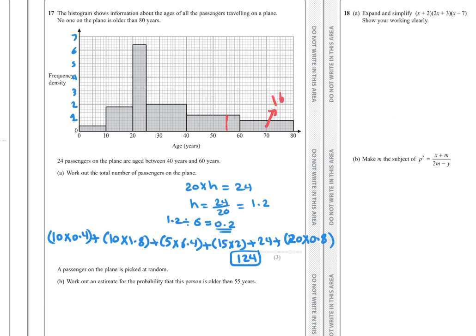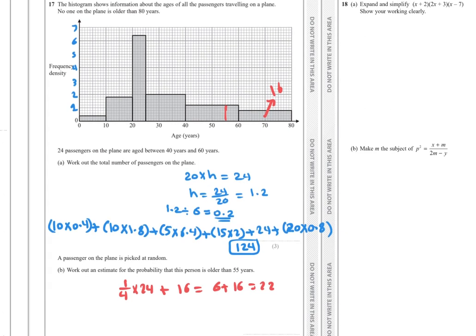And for that one, this is 1/4 of the whole rectangle. This rectangle from 40 to 60 is 24. So this 1/4, from 55 to 60, is 1/4 times 24 equals 6. So 6 plus 16 equals 22. Now to find the probability, divide 22 by the total number, which is 124.